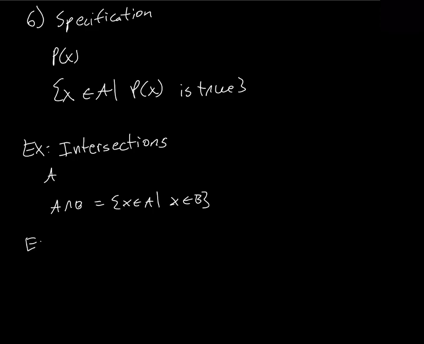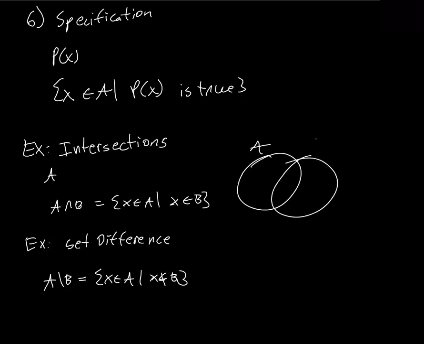We can also get set difference. So we can denote A set difference B, all the elements in A such that the element is not in B. So that's specification. And in this case, our property for this one would be x in B. Property is that x is not in B. So it's true for this one if x is in B, and it's true for this one if x is not in B. Let's do a quick Venn diagram to see this. This is intersection. This is set difference.